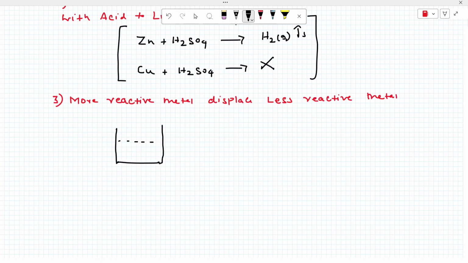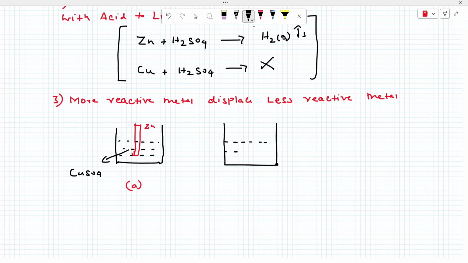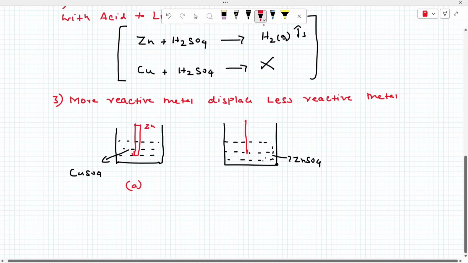Here I use copper sulfate. This is copper sulfate. I place a zinc rod in one beaker, beaker A. Similarly, I take another beaker with zinc sulfate. This is zinc sulfate. I place a copper rod. But among these two beakers, which undergoes displacement? A or B?